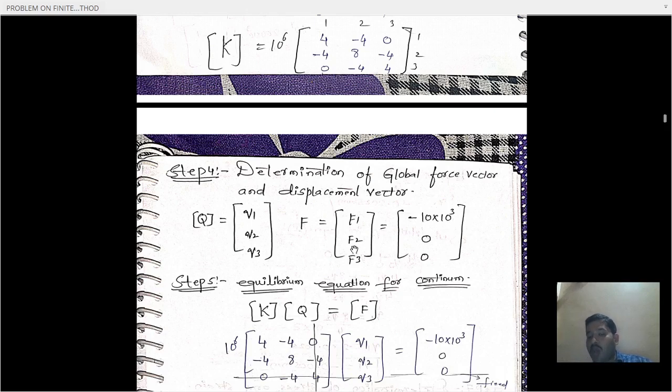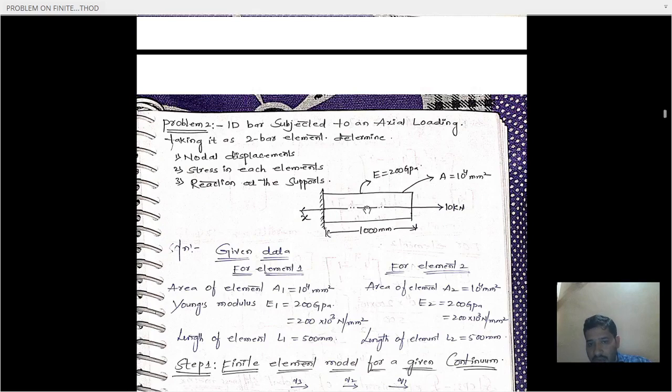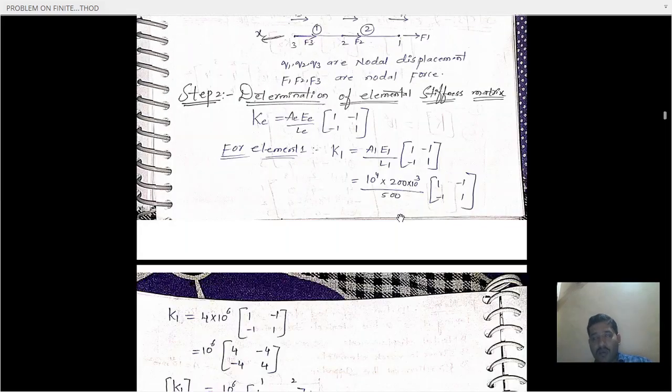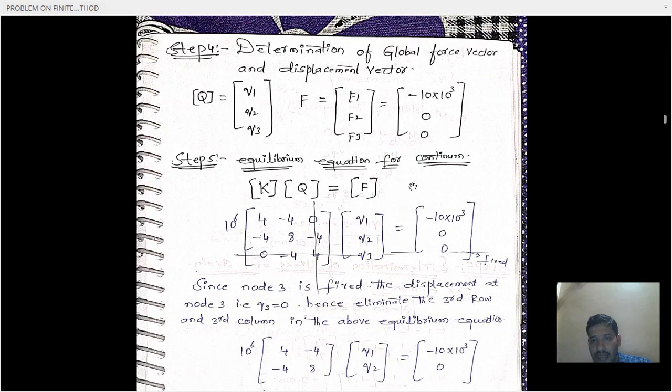F2 value: how much force is acting at this point? How much force is acting at this node? We don't know, it is considered as 0. How much force is acting at this fixed end? Fixed end is nothing but 0 force acting. So this is 0 and this is also 0. Forces 2 and 3 are 0. Any doubt up to here?